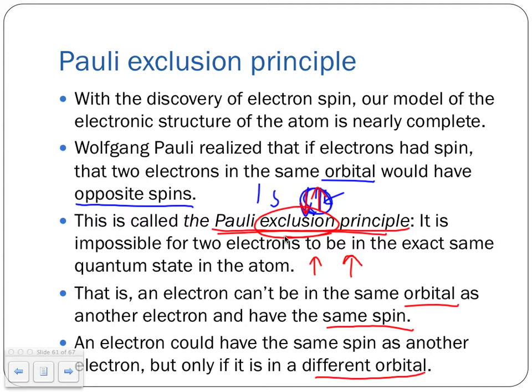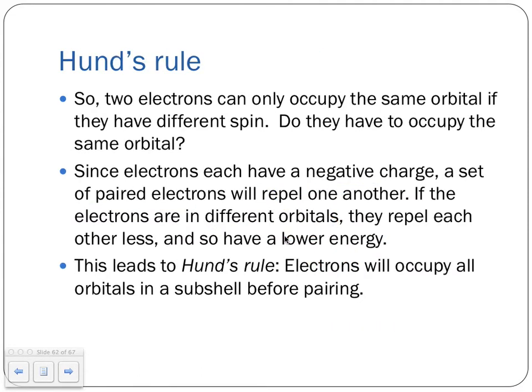And so for the atom, this is important because it requires that the two electrons that are in each orbital have different spins. So two electrons can only occupy the same orbital if they have a different spin. Do they have to occupy the same orbital? So, if we have some orbital here, and I have a spin up and a spin down, do they have to go there? Well, we already know this. Atoms want to occupy, based on the Aufbau principle, subshells going from lowest energy to highest energy.